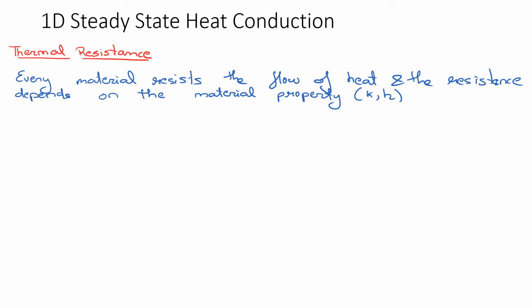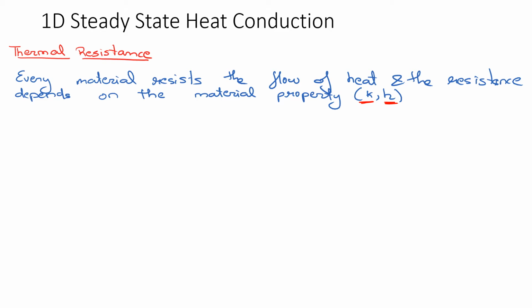So every material resists the flow of heat, and the resistance depends on the material properties. That's the thermal conductivity or the heat transfer coefficient of the material. So if there wasn't any thermal resistance, you would have uniform temperatures everywhere. So there's a reason why one end of your pan is extremely hot and the other end is not so hot. And the reason is the material that's there.